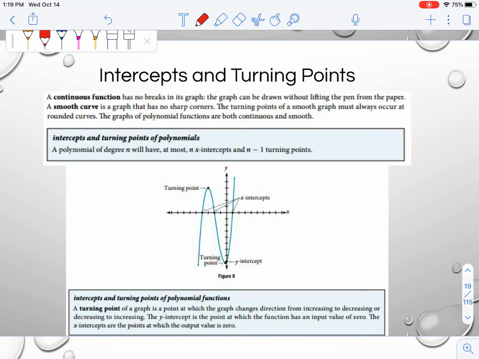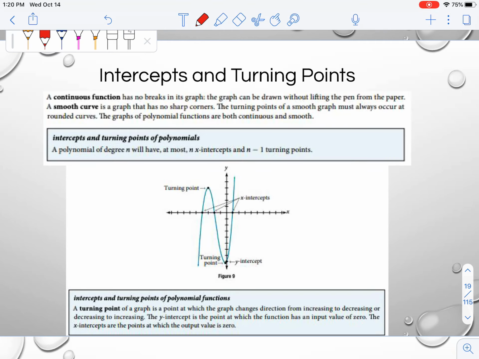Intercepts and turning points. Everything we're dealing with, at least for the moment, when we're dealing with polynomial functions, should be continuous functions, all right? If we're dealing with something that's not continuous, where we have discontinuities, whether from division by 0, or square roots of negatives, and so on, then this doesn't really work. This is for polynomial functions.